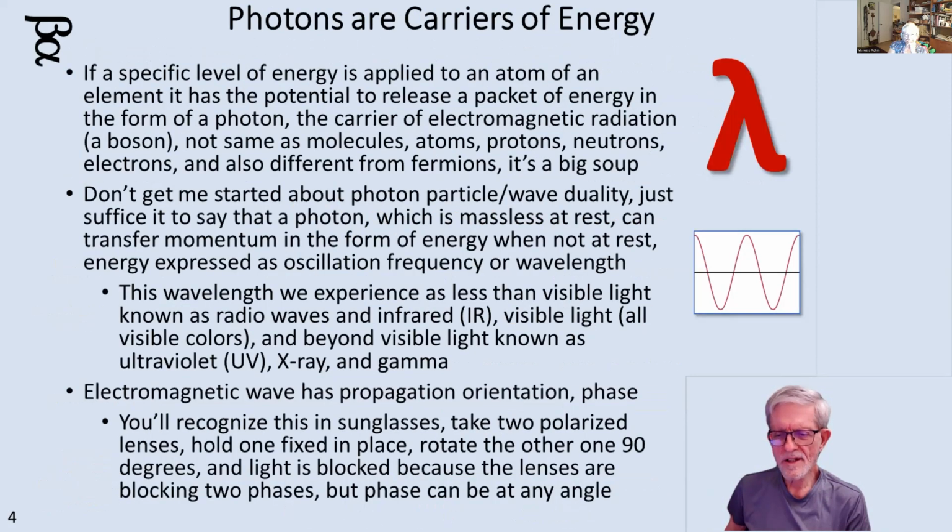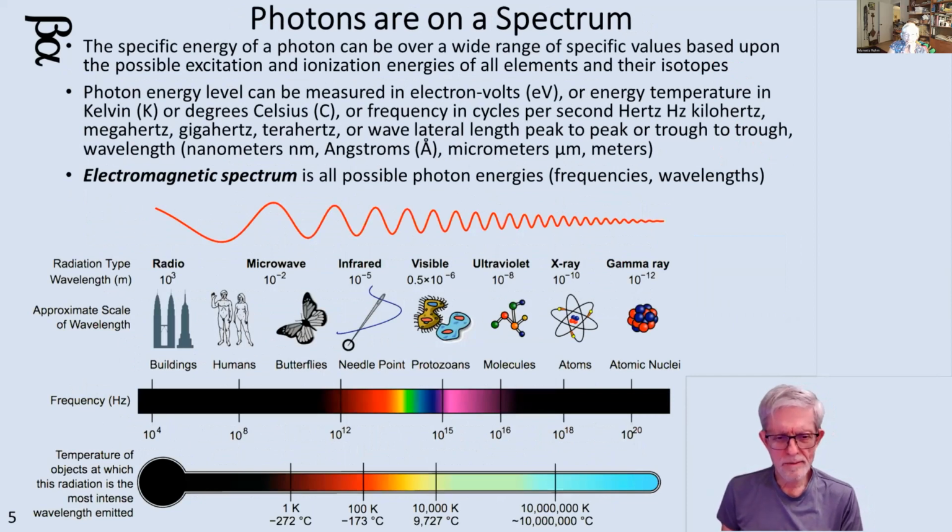Oh, as to the symbology here, the Greek symbol lambda is the symbol for photon wavelength, frequency, energy. That's how you represent the frequency or wavelength of a photon, with lambda. Photons are on a spectrum. Remember me saying it's a wave?